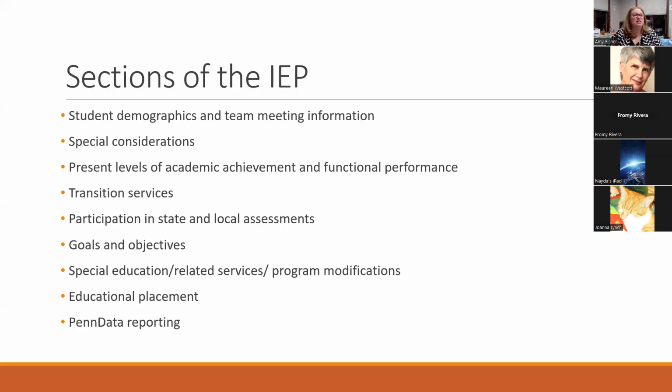On your screen, you should see the sections of the IEP. I will not read them again, but they are listed here, and we will be going through each of these as we talk about IEPs this evening.